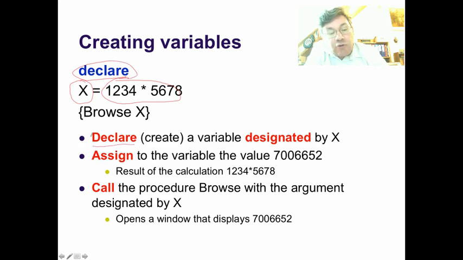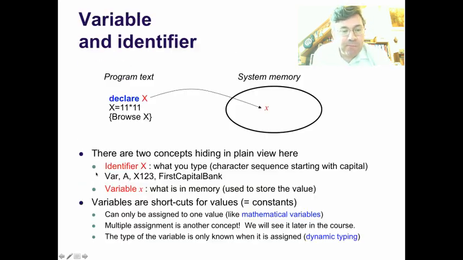It declares or creates a variable in memory which is then designated by x. And then when we do the equality here, it assigns to the variable in memory the value 7,006,652, the result of the calculation. And finally, it calls the procedure browse with the argument x. And this opens the browser window.